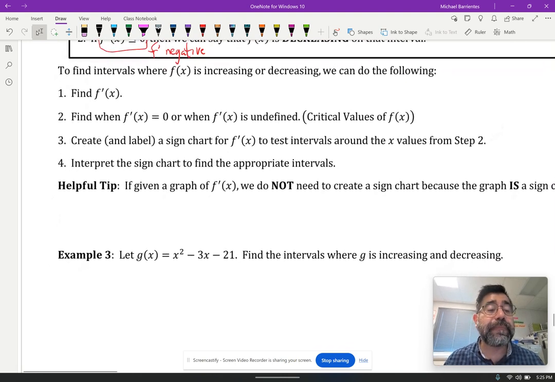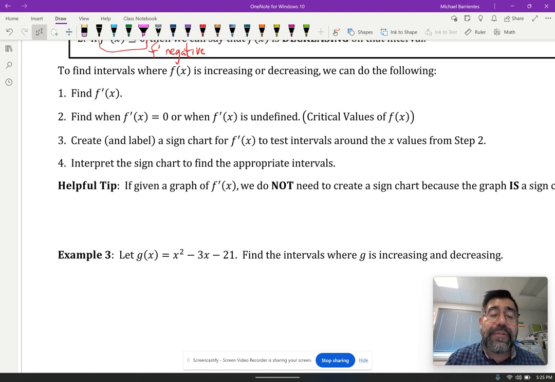So a couple of things to remember. When we're finding intervals where the function is increasing or decreasing, we can follow this little recipe. Number one, take the derivative. We did. Number two, find where the derivative is equal to zero or when the derivative is undefined. That would be find the critical points. Number three, create a sign chart and test intervals around the values of x from step two. So step two is important because it's going to help us find the critical points. And if those are the only places where the derivative is equal to zero or undefined, then it's going to split up our x-axis into intervals where it might be increasing, decreasing, increasing, whatever it is. And then number four, interpret the sign chart to find the appropriate intervals.